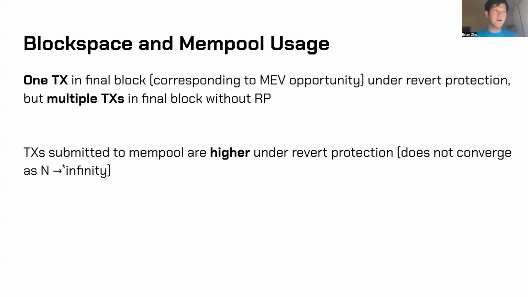Now, the second main area of analysis is on block space and mempool usage. So for block space usage, it's fairly straightforward. Sort of by definition, under revert protection, you will have one transaction that is focused on exploiting the opportunity in the final block, while without revert protection, you can have multiple transactions in the final block. However, when you consider transactions come into the mempool before they're included and confirmed in the block, these are going to be higher under revert protection.